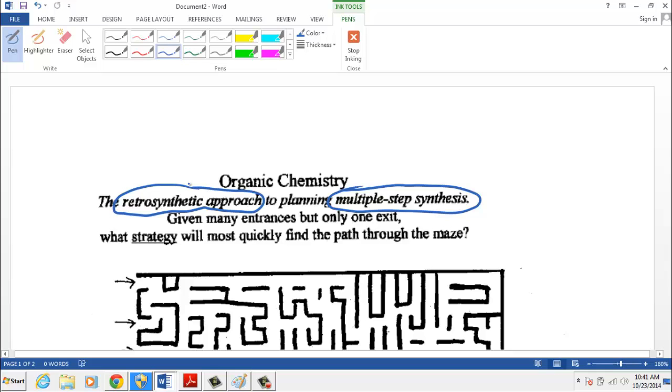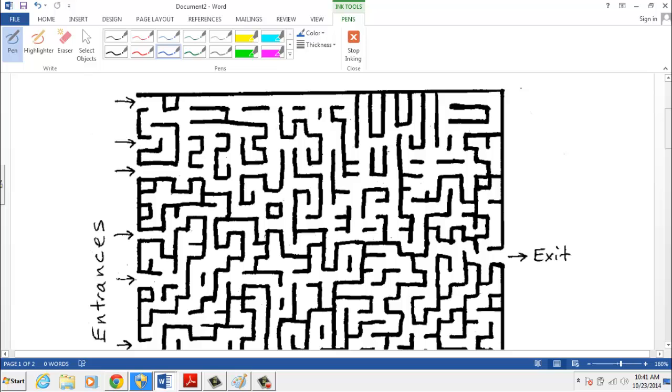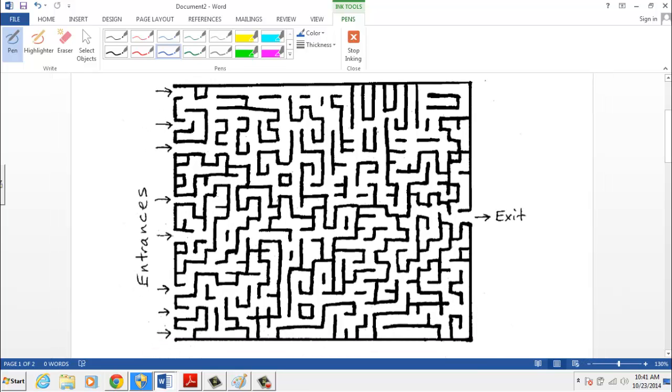So in the retrosynthetic approach, here's the main idea. Let's scroll this down. We're trying to get to our product as quickly as we can. And that's analogous to trying to go through a maze as quickly as you can. So I got a maze here. And the maze has multiple entrances over here. So you can enter the maze by various means, different entrances, but there's only one exit. Okay, and so the strategy is, how do you get through this maze as quickly as you can?